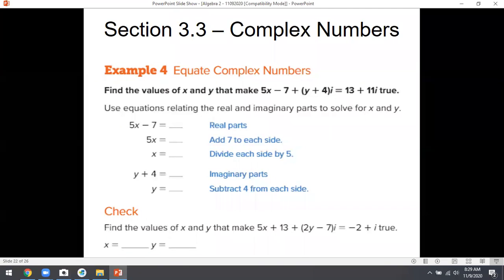This is very, very easy here. I just want you to see what they're doing. They're saying this complex number, which looks confusing, is equal to that complex number. The only way they're going to be the same is if their real parts are the same and their imaginary parts are the same.